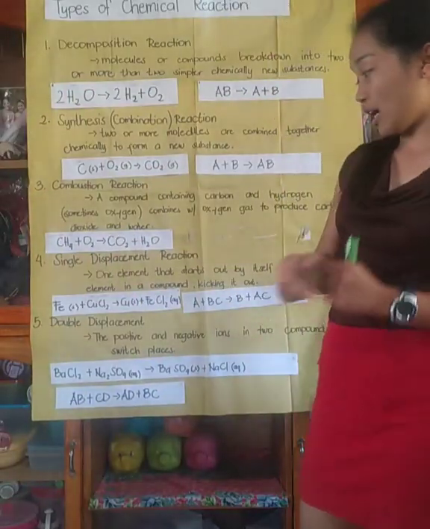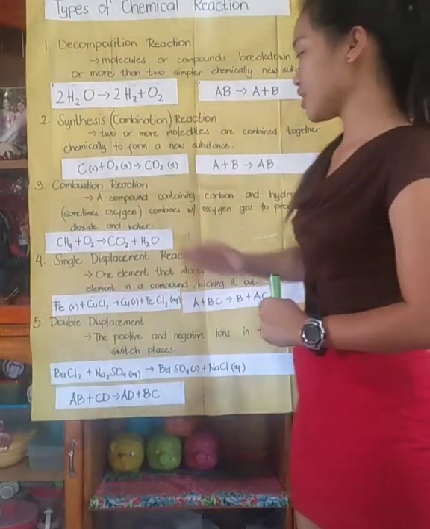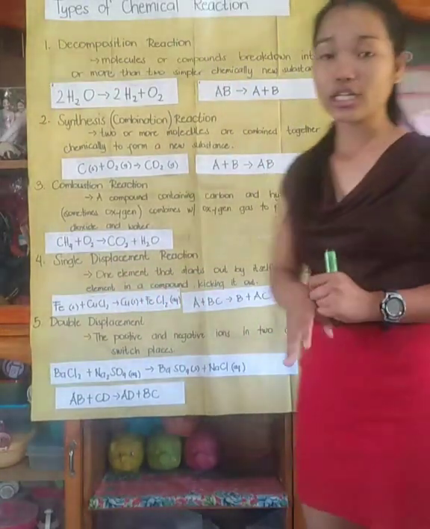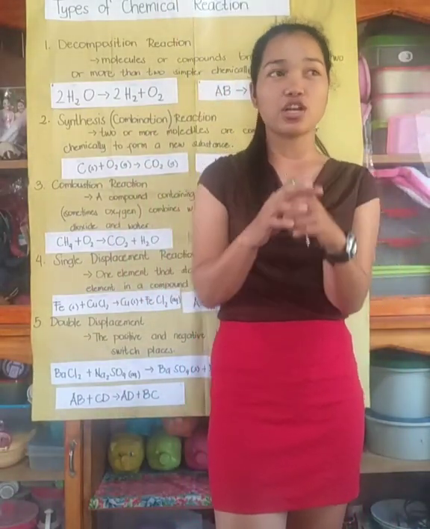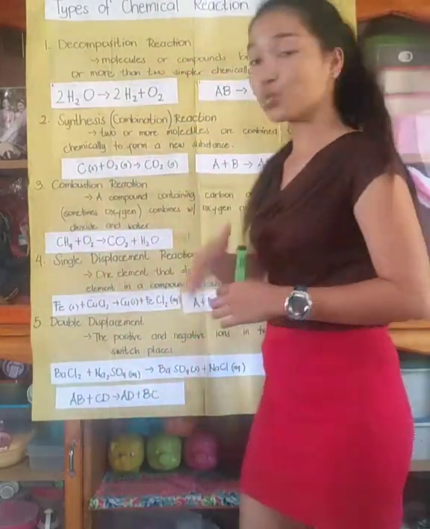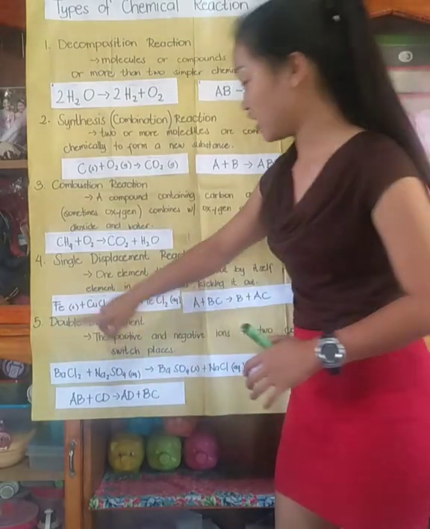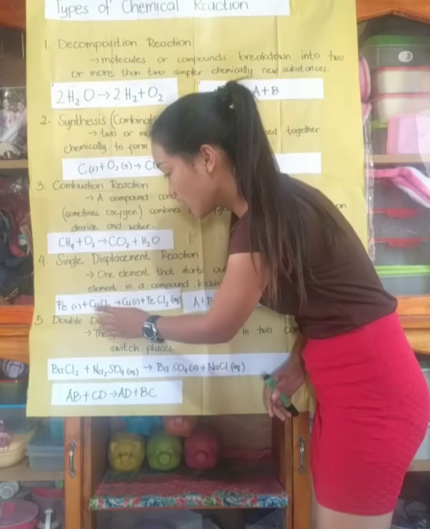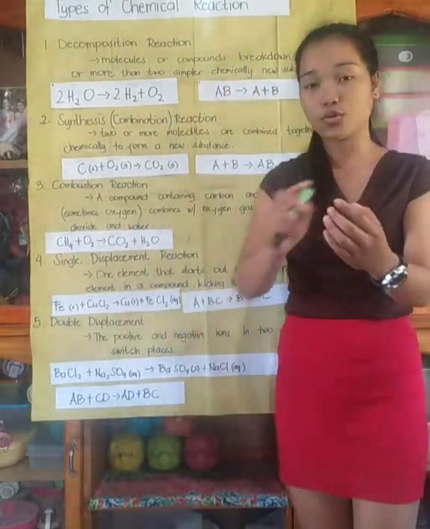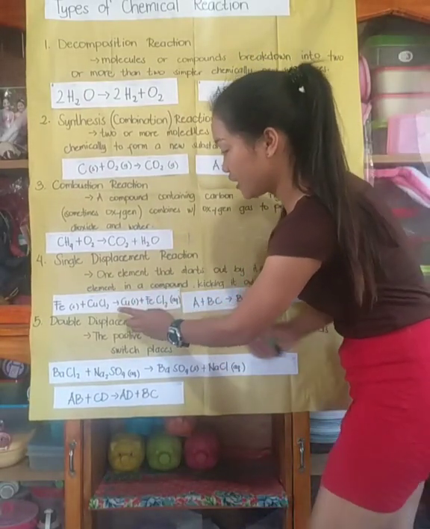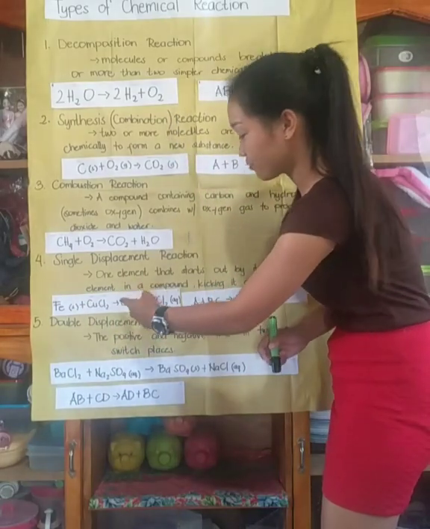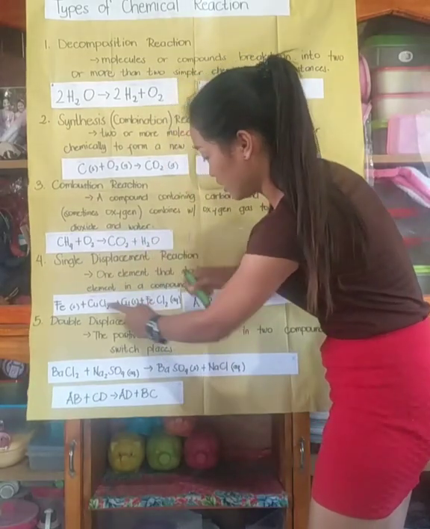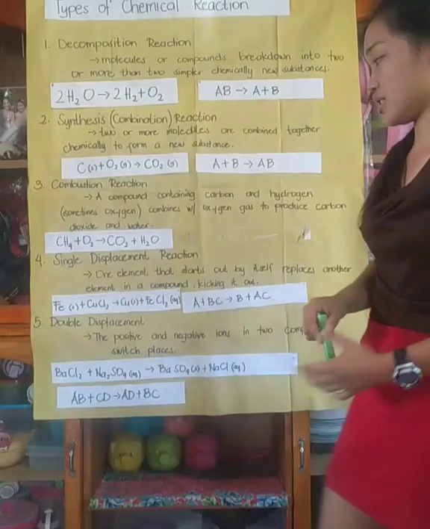Okay, then number 4, we have the single displacement reaction. In the single displacement reaction, one element that starts out by itself replaces another element in a compound, or kicks it out. So there must be one that will replace. Example is Fe, or iron, plus copper, Cu, and then chloride. So if we start the replacement, the Cu is going to be replaced, and then the Fe, or the iron, is going to be there with the chloride. So that is the single displacement reaction.